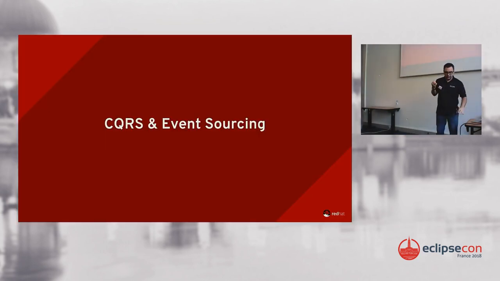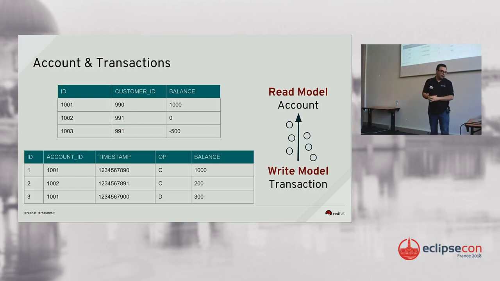But how does that work? Well, to work, we have to merge CQRS and event sourcing all together. Remember the example? We have our account, which is my read model, where I have the latest balance of my bank account. And I have the transaction table, which is my write model. So it's already not bad, because I really have two models. The one that I query from my mobile phone is the read one, and the one that I write to when I use the ATM or when I pay is this one. So it's fine.